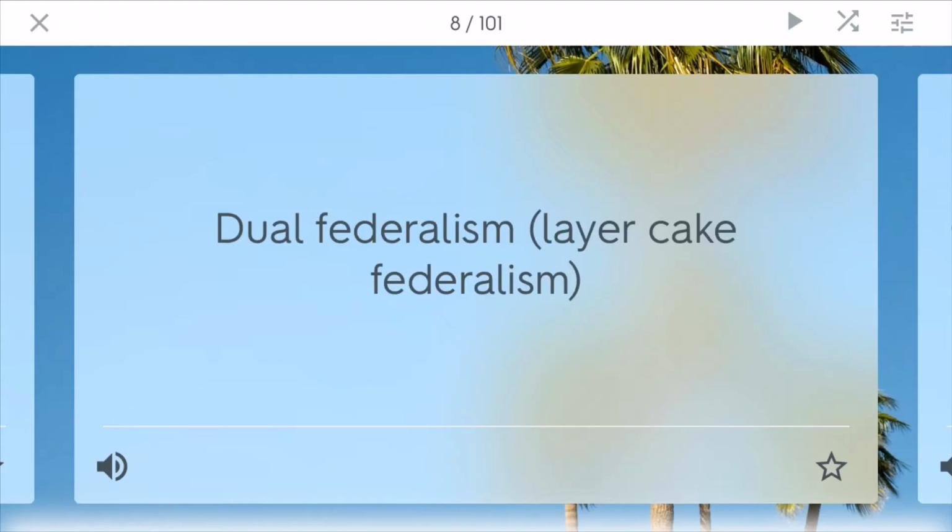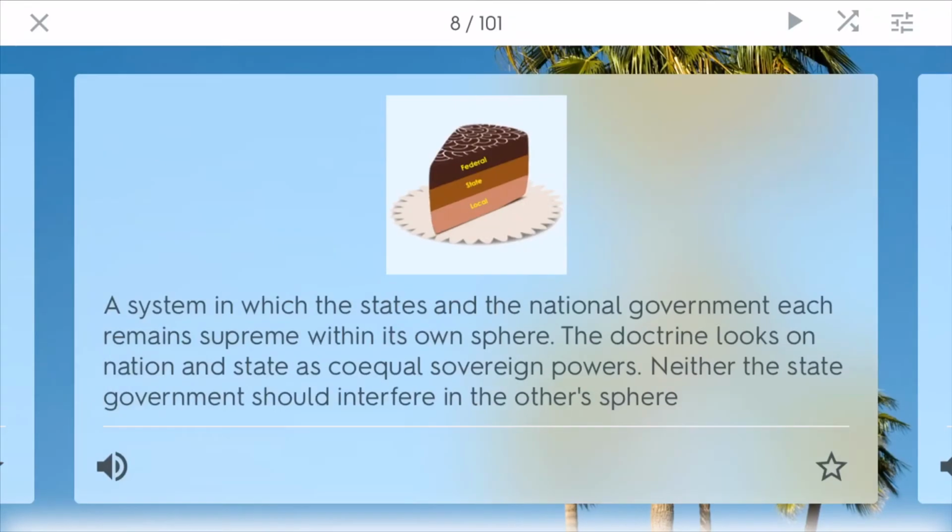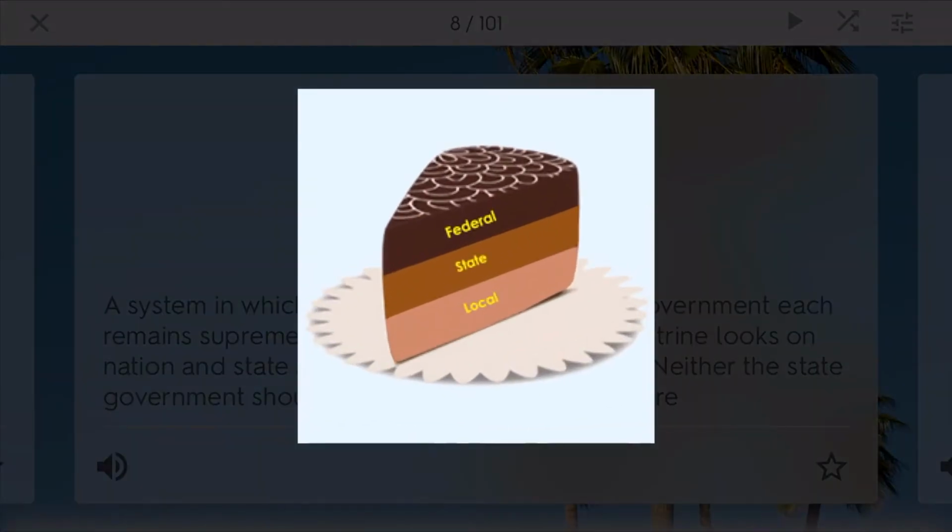Dual federalism. This is also known as layer cake federalism, and it's a system in which the states and the national government each remain supreme, and they have their own powers within their own sphere. So the doctrine says that the nation and state are co-equal sovereign powers, but neither the state government nor the federal government should interfere with the other, sort of like in a layer cake like this.